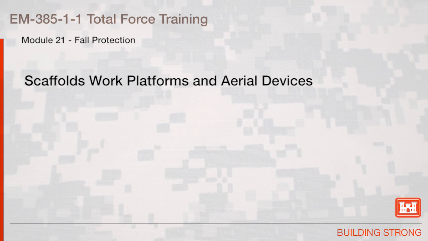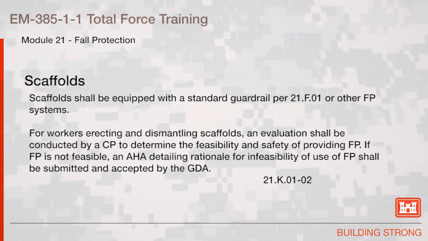Scaffolds, work platforms, and aerial devices. Scaffolds shall be equipped with a standard guardrail per section 21.F.01 or other fall protection systems. For workers erecting and dismantling scaffolds, an evaluation shall be conducted by a competent person to determine the feasibility and safety of providing fall protection. If fall protection is not feasible, an AHA detailing rationale for infeasibility of the use of fall protection shall be submitted and accepted by the GDA.